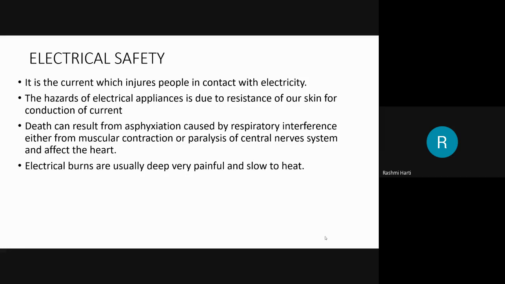Death can result from asphyxiation caused by respiratory interference, either from muscular contraction or paralysis of the central nervous system, and it affects the heart. Whenever electricity passes and our body resists it, a lot of respiratory interference and muscular contractions will be there, or paralysis of the central nervous system may be caused. Ultimately, it affects the heart and results in stoppage of the heart, which causes death. Electrical burns are usually deep, very painful, and slow to heal.